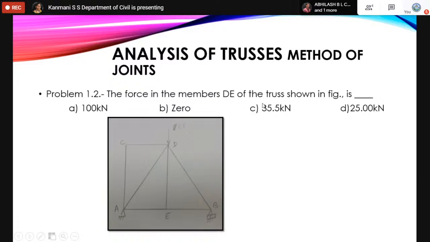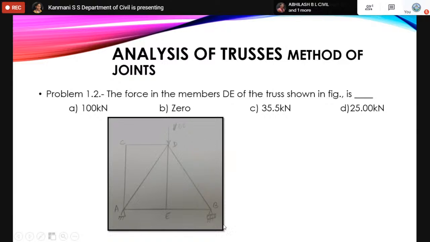Moving on to the second problem. The force in the member DE of the truss shown in the figure is, this is the member, this is the truss we have. So once they said D, what we usually do is go to joint D and search how many forces are there. At joint D, we have 1, 2, 3, 4, 5. So we have 5 different forces.